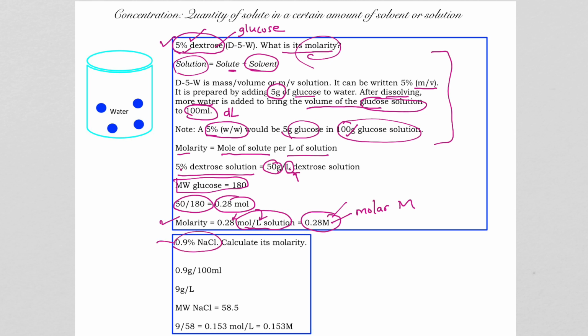Physiological saline. Saline is very commonly used in the healthcare setting as well as in biological applications. Calculate its molarity. Once again, 0.9% means 0.9 grams dissolved in 100 mils. So that's 9 grams per liter. Molecular weight of sodium chloride, 58.5. Divide the 9 by 58.5. That gives you roughly about 0.153 moles per liter, or 0.153 molar.